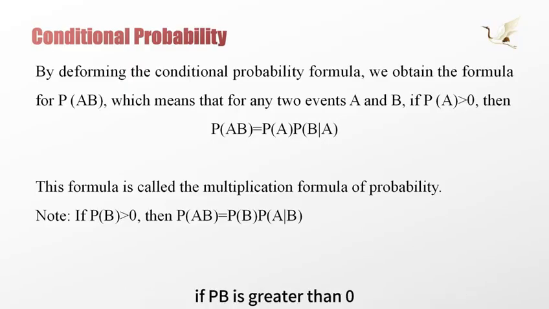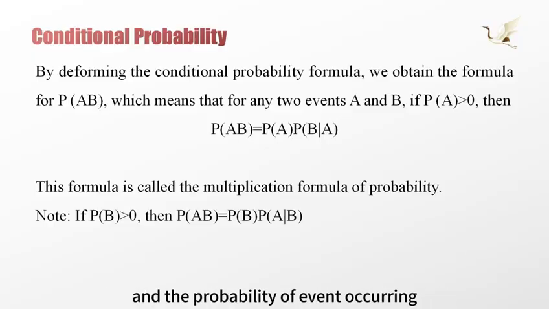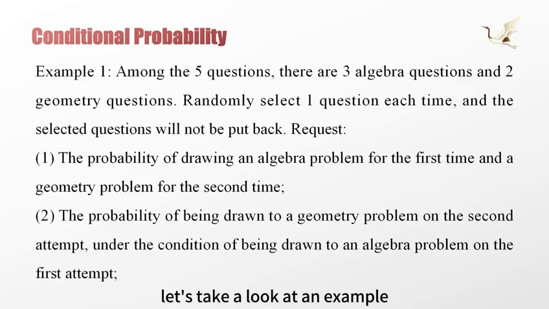If P(B) is greater than 0, then P(AB) can also be equal to the product of P(B) and the probability of event A occurring under the condition that event B occurs. Let's take a look at an example.